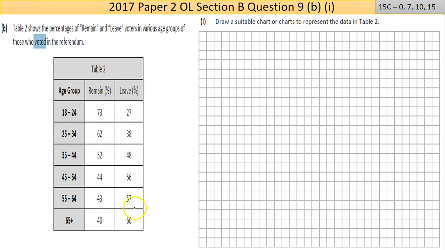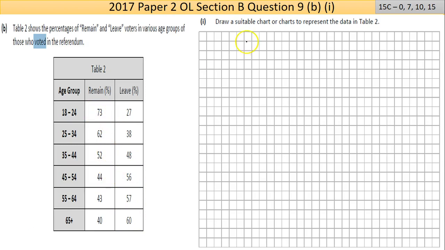So irrespective of anything, this might come up later on, but older people wanted to leave, younger people wanted to stay. And that's probably one of the most common arguments about having a second referendum. Why should the old people decide the future of the young people?